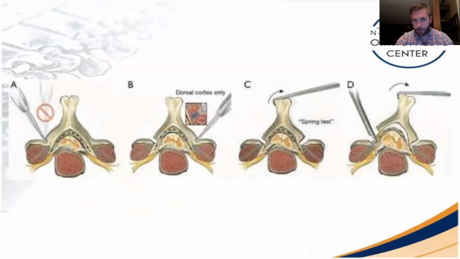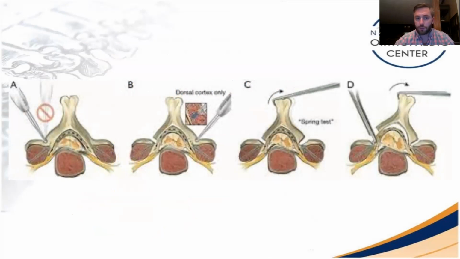This is a schematic of what we do in the operating room. So working from left to right, on the left, we use a high-speed burr. Kind of looks like a really thin Dremel tool. It's a 3mm matchstick. And we pick the side that's most symptomatic. So if they have most of their symptoms on the right side, I start on the right side. If they have most of the symptoms on the left, start on the left.